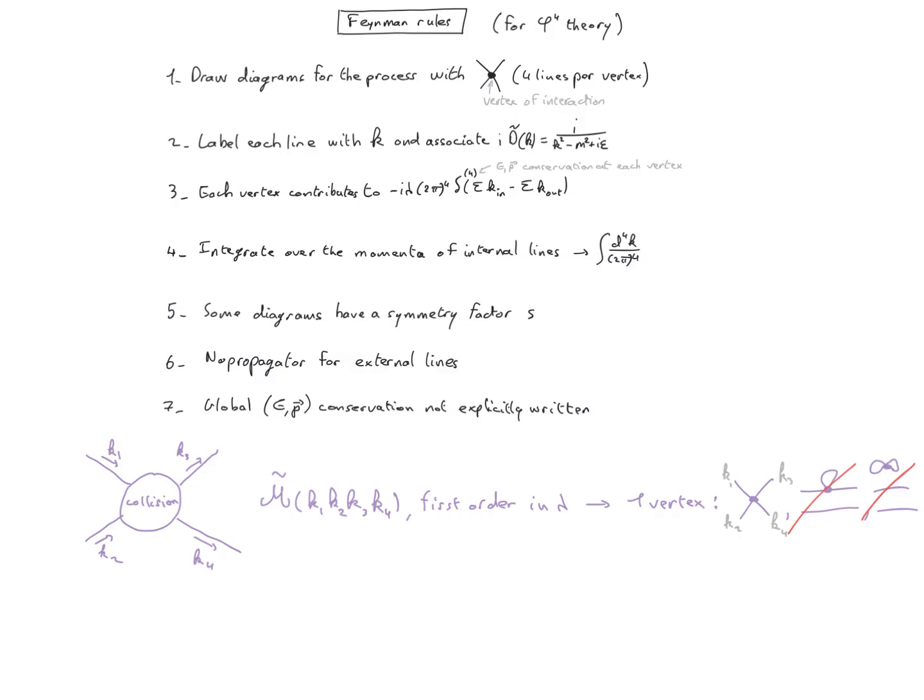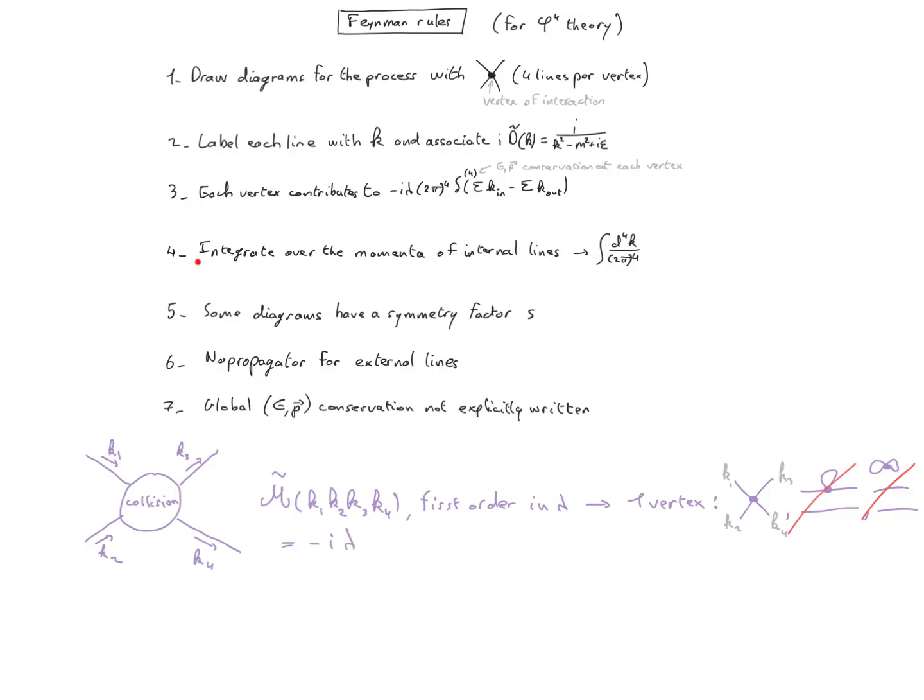Now, according to rule number 3, we also need to associate minus iλ times (2π)⁴ and a delta function for ensuring energy momentum conservation at each vertex, but we have only one vertex, and according to the 7th rule, we see that we don't need to write explicitly the global energy momentum conservation. Therefore, we don't need this factor, and we only have minus iλ to take into account.